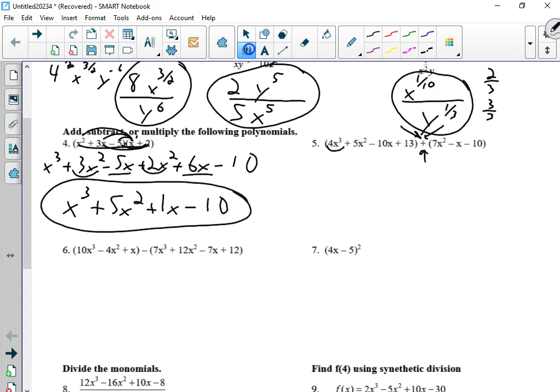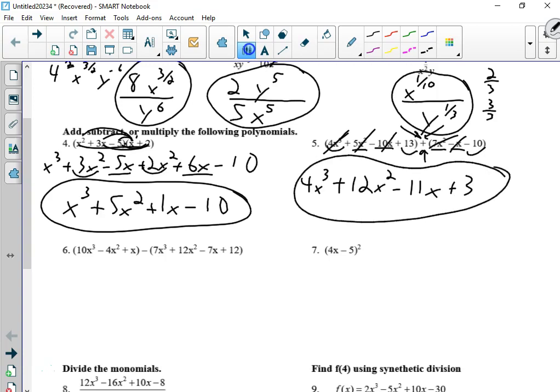So 4x cubed has no friends. No one to hang out with, just by himself. I must scratch that out now. 5x squared plus 7x squared is 12x squared. I'm done with these guys. Negative 10x minus x is negative 11x. Done with them. 13 minus 10 is 3. And that is all she wrote.